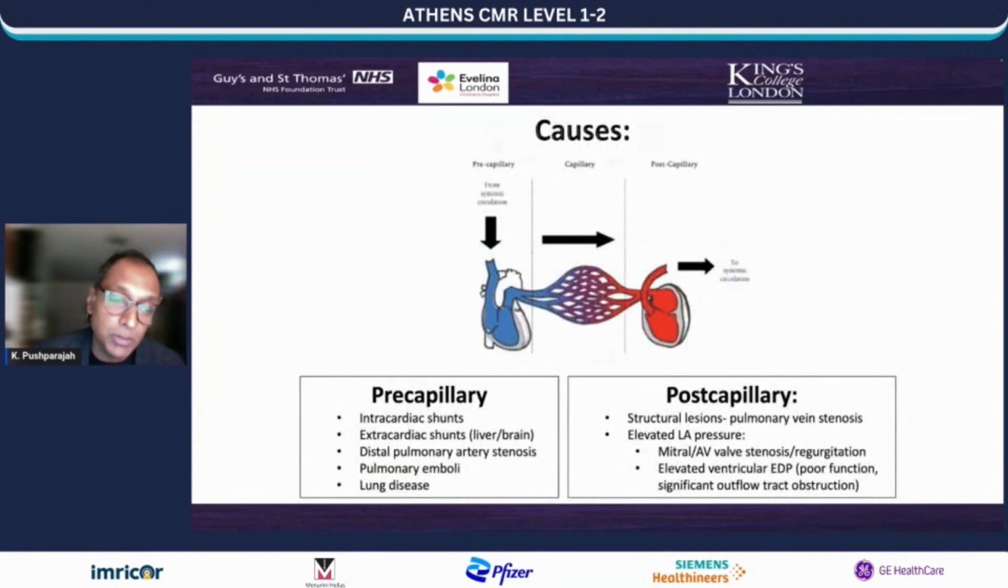When you think about the causes, for those of us in routine clinical practice, we know there's pre-capillary and post-capillary issues, and that includes intracardiac shunts and sometimes structural lesions in patients with CHD. And then you have the post-capillary bits where you have to think about structural lesions like pulmonary vein stenosis, and then what happens at the valve and ventricular level. And you can see this is not just anatomical, but also physiological parameters that we need to assess.